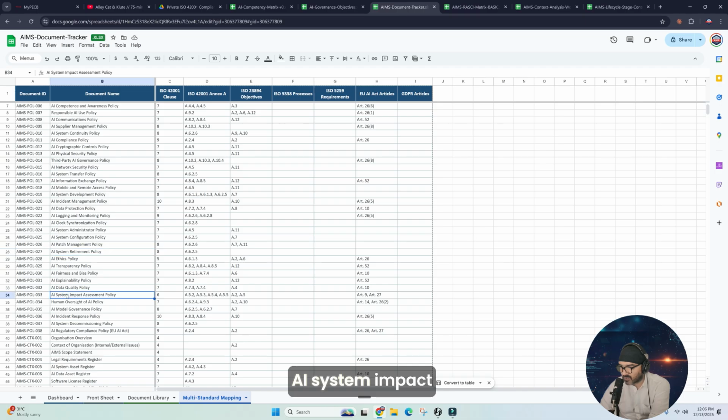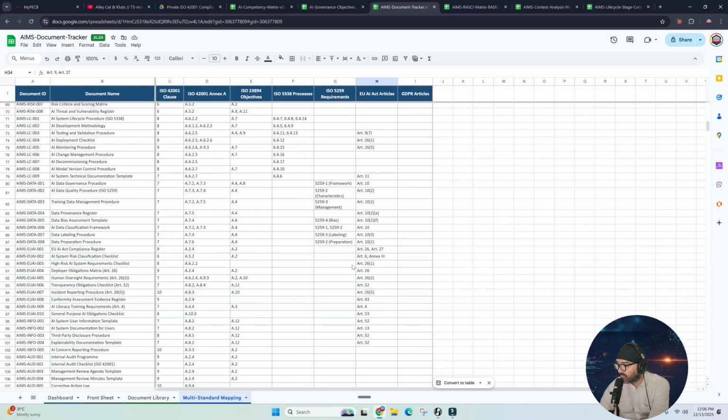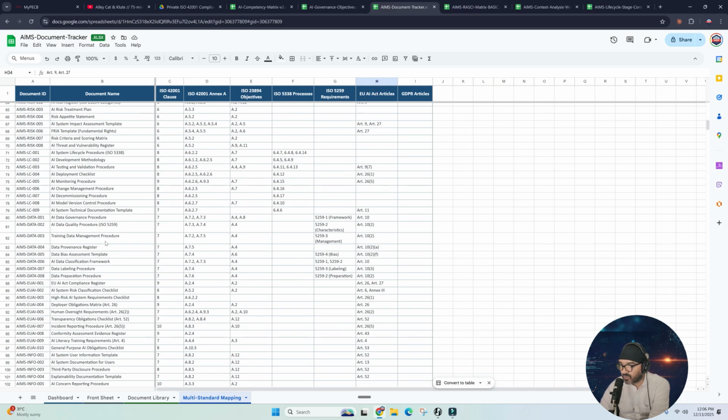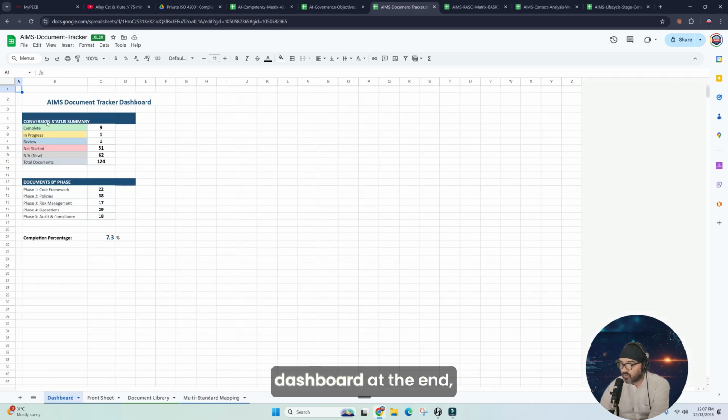see others do. AI system impact assessment, ISO clause 6, Annex A, there's all the controls, risk management controls, EU Act articles. If we go down now, you can see training data management procedure, 42001 clause 7, there's the annex, risk management, and then you've got ISO 5259 kicks in, number 3 for management, and then the EU Act article. And then you get a dashboard at the end, conversion status summary, so how many things are complete, in progress, etc., and a completion percentage of 7.3%.